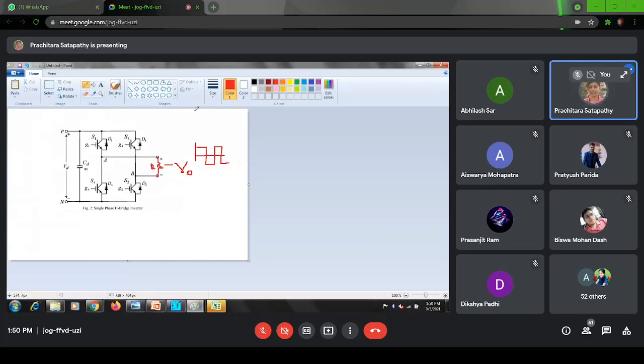Yes, ma'am. So tell me, if I want this type of waveform, my input voltage is VD and this is varying from VD to minus VD. The magnitude is varying from VD to minus VD. So how will I switch on the switches? How will I turn on the switches? Tell me.